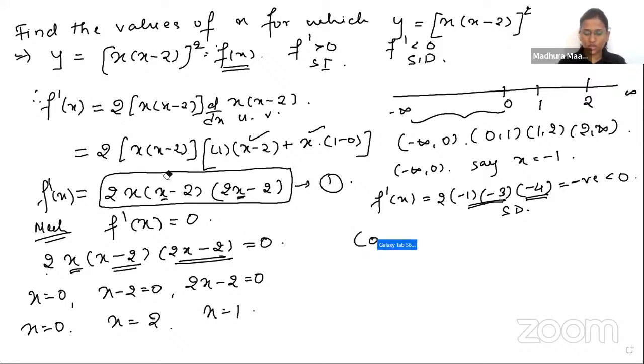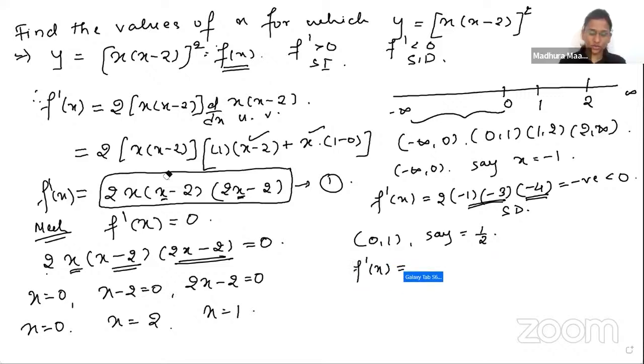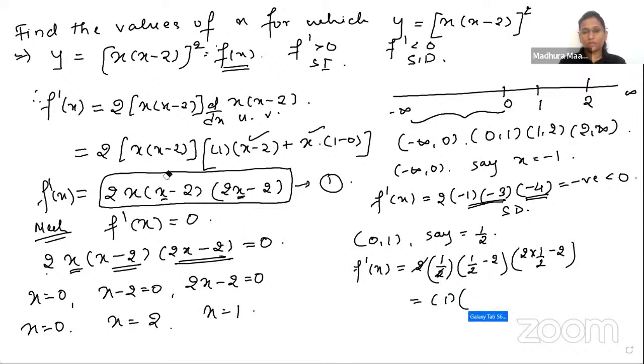So next you go 0 to 1. Okay. 0 to 1 ಅಲ್ಲಿ ನಾನು ಏನ್ ತಗೋಬಹುದು? 1/2 ತಗೋಬಹುದಾ? Yes, ma'am. Okay. 0 to 1 ಅಲ್ಲಿ 1/2 ತಗೋಬಹುದು. So f dash. Okay. So 2 into x ಏನಾಯ್ತು? 1/2 ಆಯ್ತು. Okay. So this is 1/2 minus 2. And this is 2 into 1/2 minus 2. Okay. So this is, ಇದು ಹೇಗೂ cancel ಆಯ್ತು. ಇಲ್ಲಿ 1 ಆಯ್ತು.